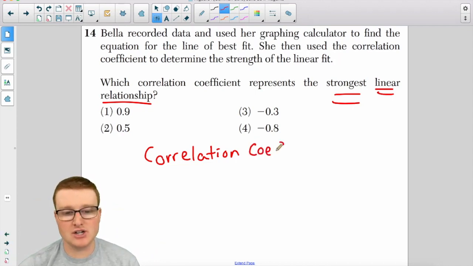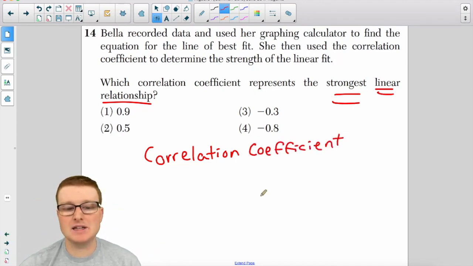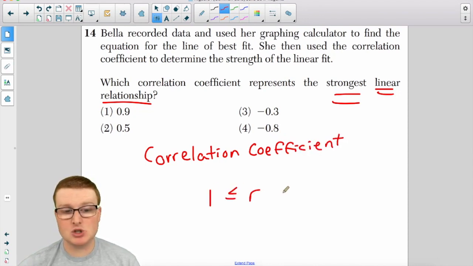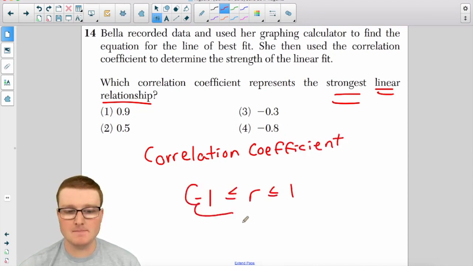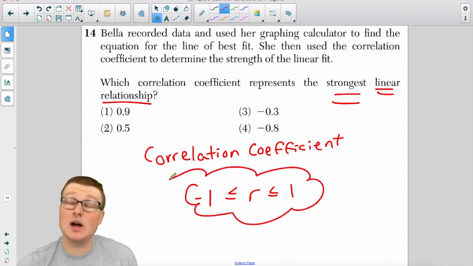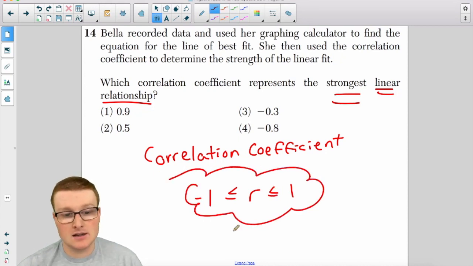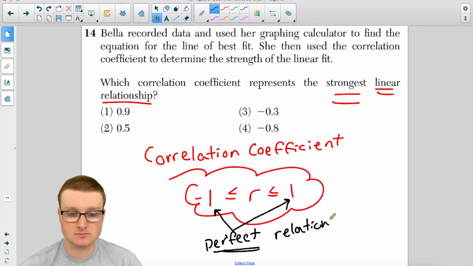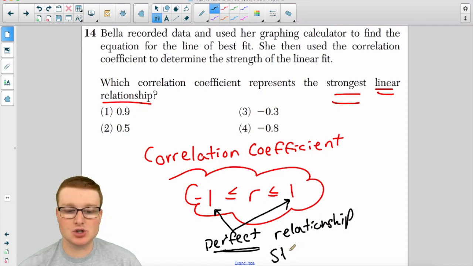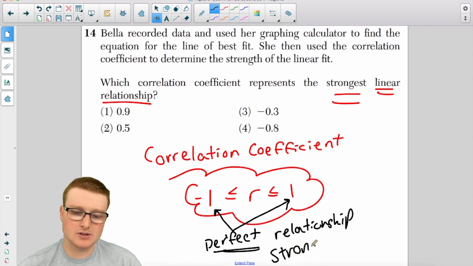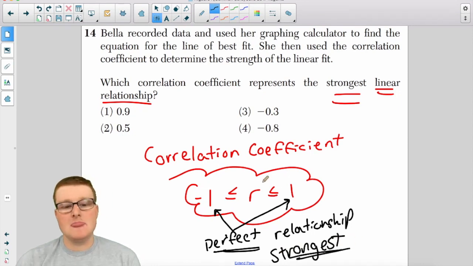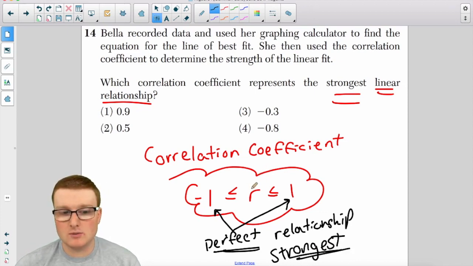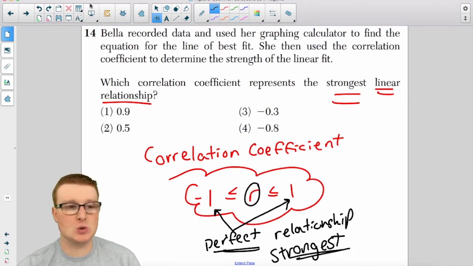So the correlation coefficient, which is denoted by the letter R in your calculator, has to be between the numbers -1 and 1. That's a known fact. It has to be between -1 and 1. And -1 and 1 indicate a perfect relationship. This is also the strongest. Okay? Now, if R is equal to 0, which is in the middle, there's no correlation between the two variables.